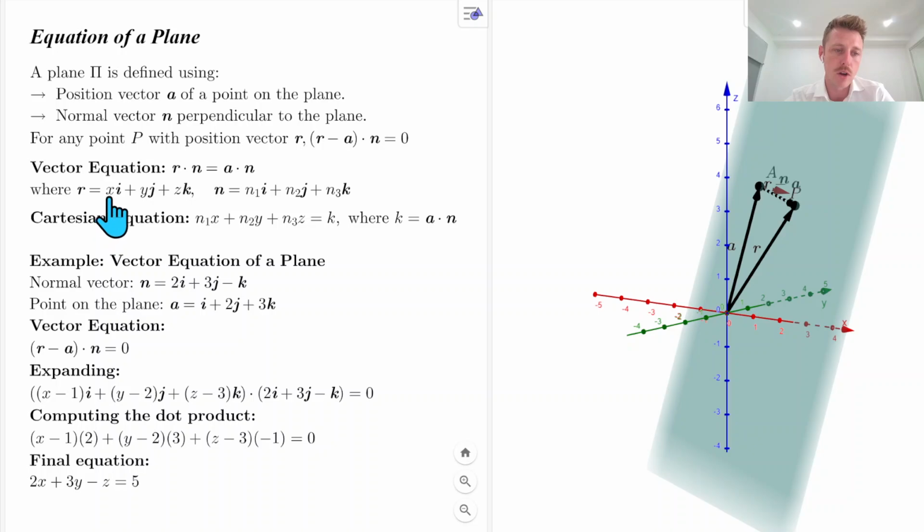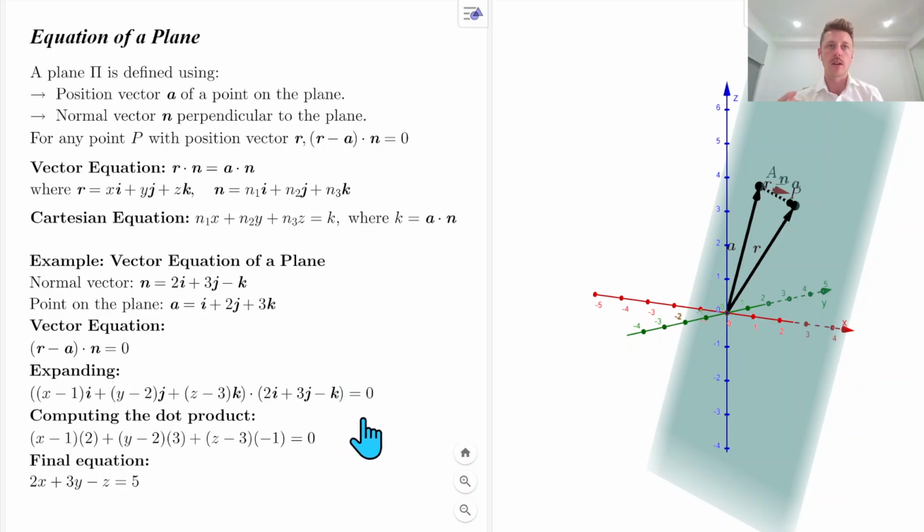The coefficient of the i component of r is x. The coefficient of the i component of a is 1. So this first part becomes x minus 1, plus y minus 2, plus z minus 3. And then we're going to take the dot product of that with the normal vector, which is 2i plus 3j minus k. And we know that that has to equal 0.